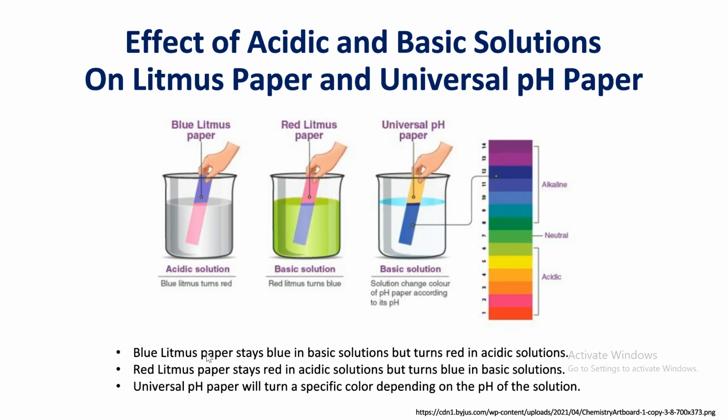Blue litmus paper always stays blue in basic solutions, but turns red in acidic solutions. On the other hand, red litmus stays red in acidic solutions, but turns blue in basic solutions. Universal pH paper will turn a specific color depending on the pH of the solution. It goes by its specific colors.